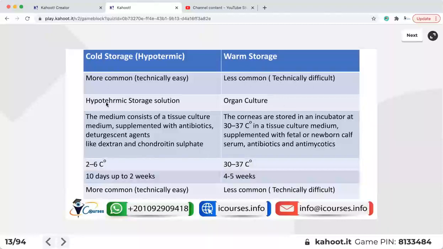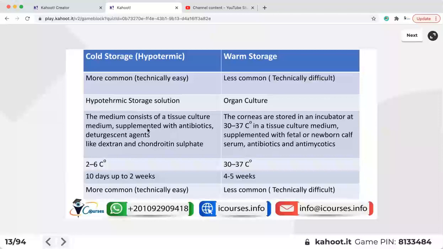In the cold storage, the storage media is a hypothermic storage solution. While in the warm storage, it's called warm because it is stored in an organ culture. So what does the medium consist of? In the cold storage solution, there is a tissue culture medium, like a broth. I don't know the name of this medium, but it is a solution that will help the viability of the tissues.